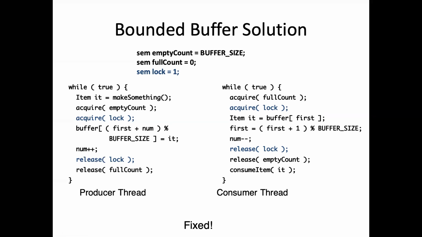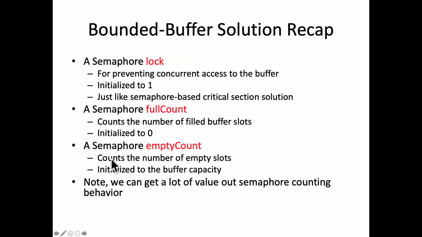I'll mention, I've seen students get these 2 lines backward. That's probably worth thinking about, but I would say you don't want to be acquiring on this lock before you make sure there's space in the buffer. Same thing over here, you don't want to be locking everyone else out before you make sure there's something in the buffer. So just be careful about that. Hopefully the ordering of this code makes sense. And I try to make it easy to remember.